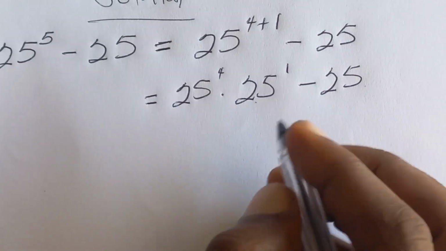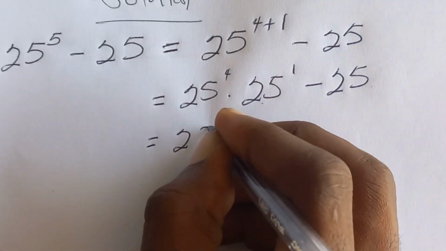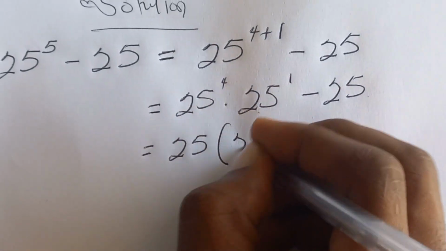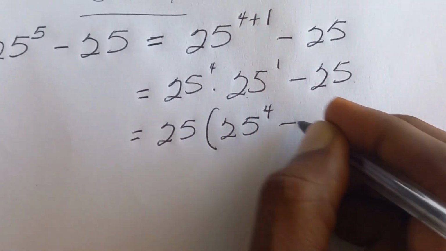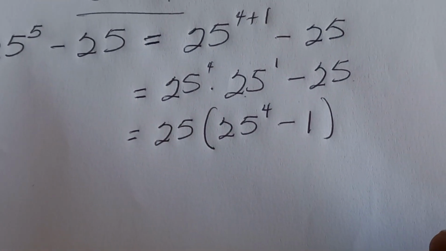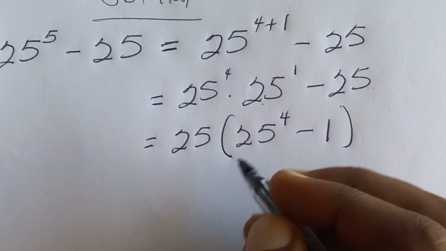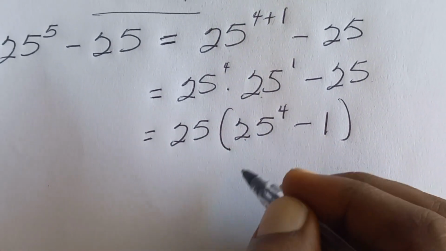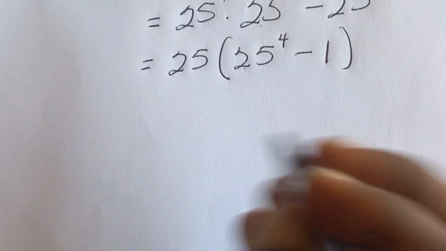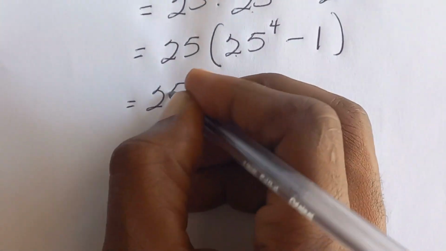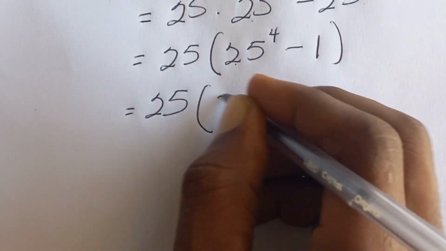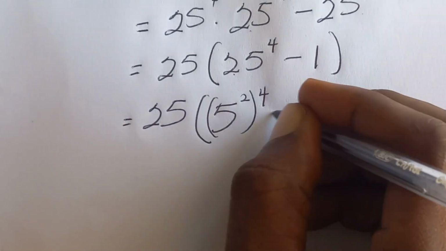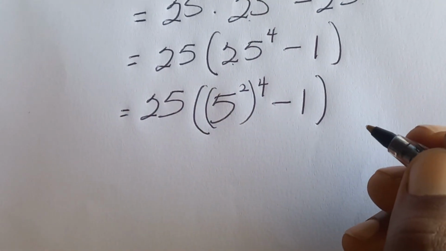So we can simplify this to be 25 outside the brackets, 25 exponent 4 minus 1, like this. Okay. Now, 25 can be expressed as 5 exponent 2. So we are going to get 25 into bracket 5 squared, then exponent 4 minus 1, bracket close, like this.